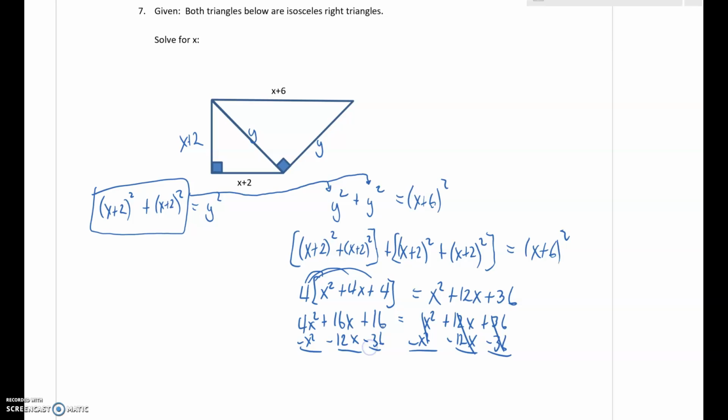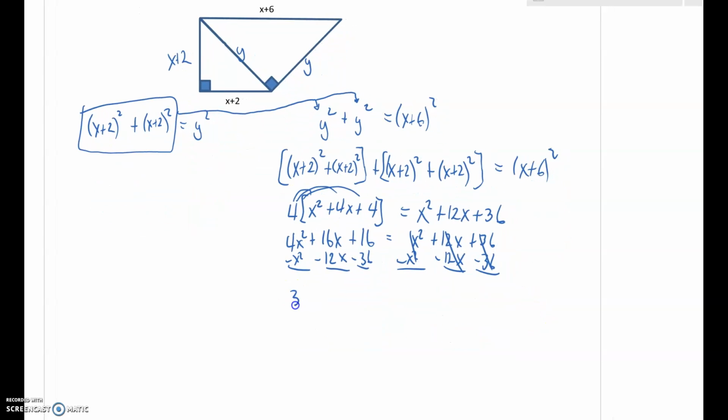That's 36. And so from this, I end up with 3x squared plus 4x minus 20, and then I just have a 0 on the other side. So if you get that far, that's awesome. That's really the main goal here. I'm really happy if you can get that far. Now, we're actually trying to solve this for what x is going to be.